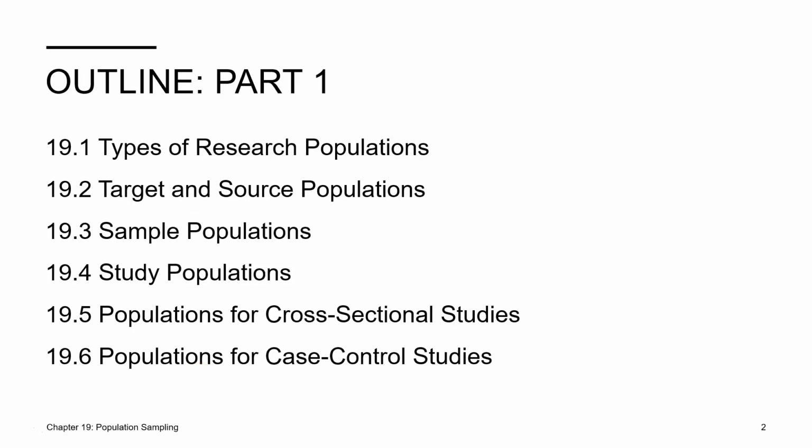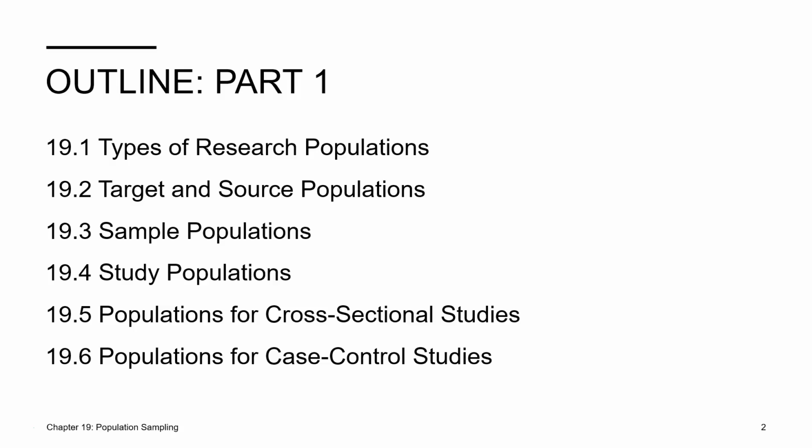Here is an outline of the chapter. Section 19.1 covers types of research populations. Section 19.2 covers target and source populations. Section 19.3 covers sample populations. Section 19.4 covers study participants. Section 19.5 covers populations for cross-sectional studies, and the following sections will cover the other designs.